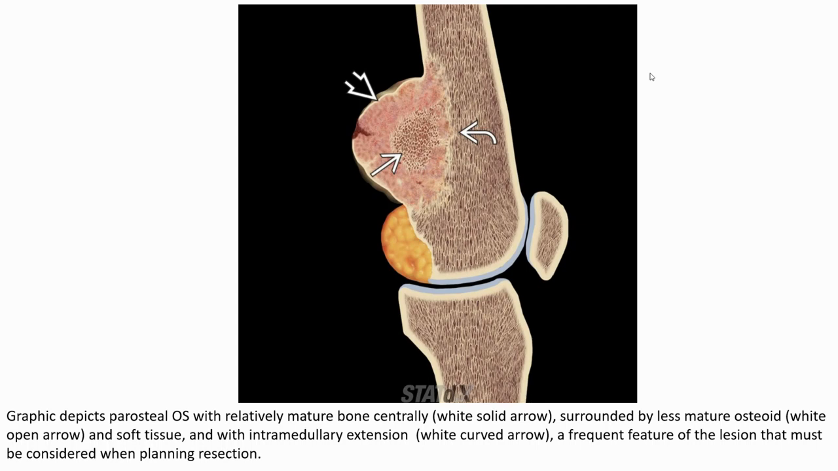This is a schematic explaining the characteristics of parosteal osteosarcoma. In the picture, parosteal osteosarcoma has relatively mature bone centrally, isolated arrow, surrounded by less mature osteoid, wide open arrow, and soft tissue. With intramedullary extension, wide curved arrow indicates marrow, a frequent feature of the lesion that must be considered when planning resection.